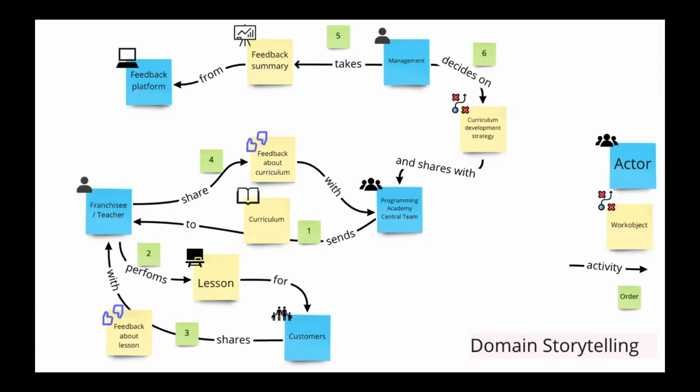As you can see, it has a simple notation with four parts. There is an actor on a blue sticky note, a work object on a yellow sticky note, an activity, which is an arrow with a description, and a small green sticky note, which is an order. You can read it as a story. In this example, the Programming Academy Central Team sends curriculum to a franchise teacher. The teacher performs the lesson for customers. After the lesson, the customer shares feedback about the lesson with the franchise teacher. Then the franchise teacher shares their feedback about the curriculum with the Programming Academy Central Team, and so on and so forth. It's quite easy to understand.